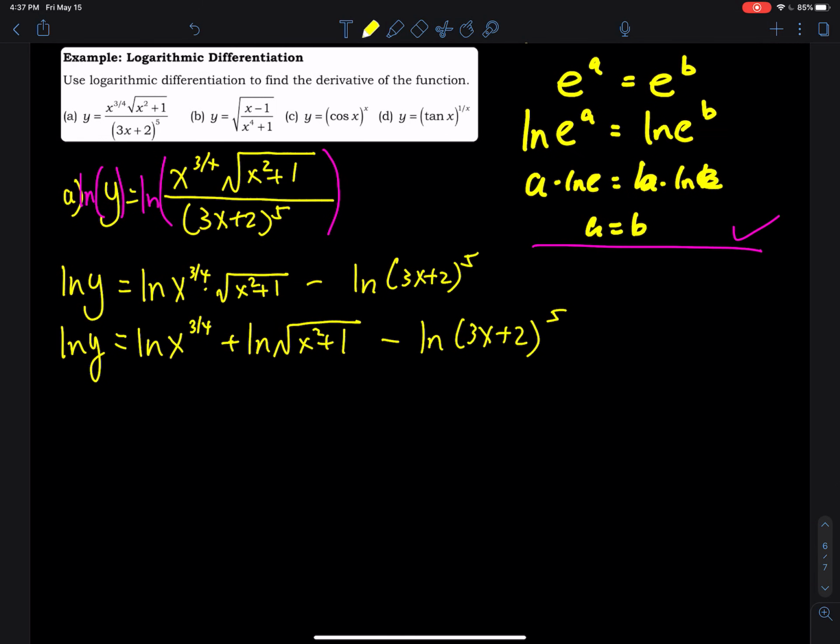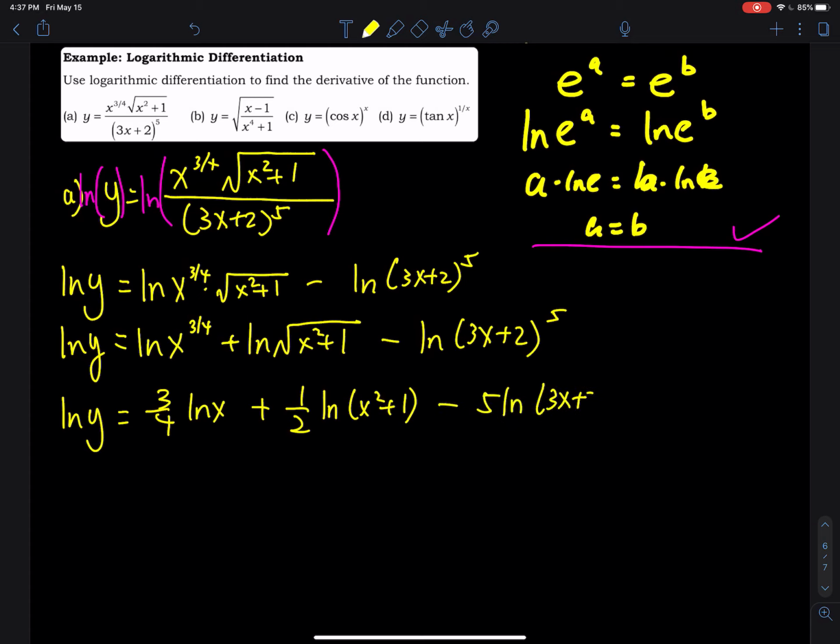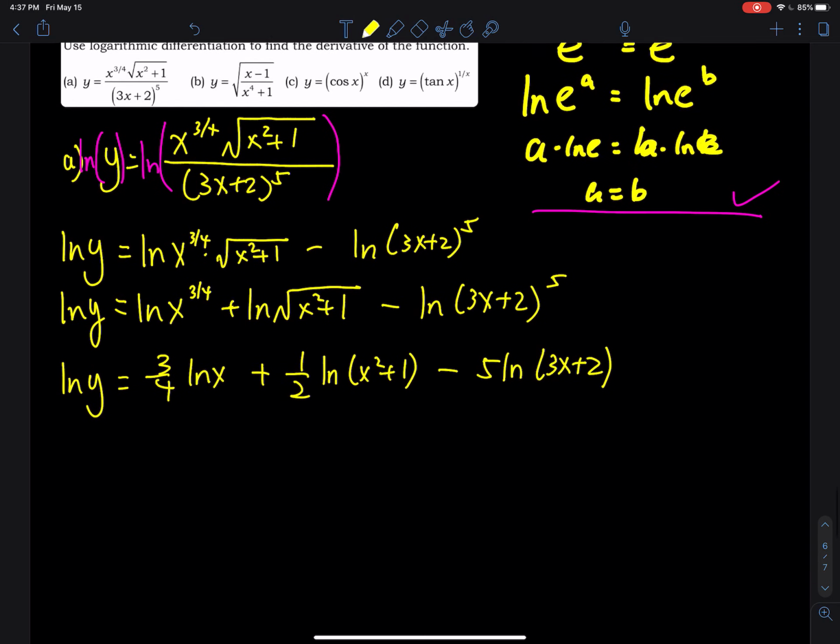And then I can bring the exponent down. So ln y is equal to 3/4 ln x plus, you bring the 1/2 down, and then ln of x squared plus 1. This x squared plus 1 cannot be simplified. Minus 5 times ln of 3x plus 2. That's it. There is no more simplification right here. And then you take the derivative on both sides.